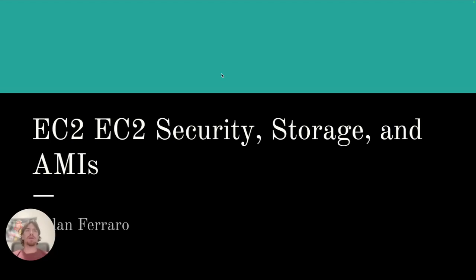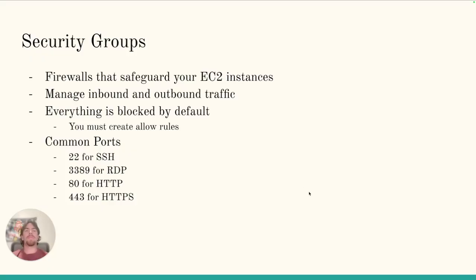In this second video, we're going to go deeper into EC2. Specifically, we're going to go into security groups, connecting to instances, storage choices such as EBS Volumes and Snapshots, and Amazon machine images. These are all required to run EC2 successfully.